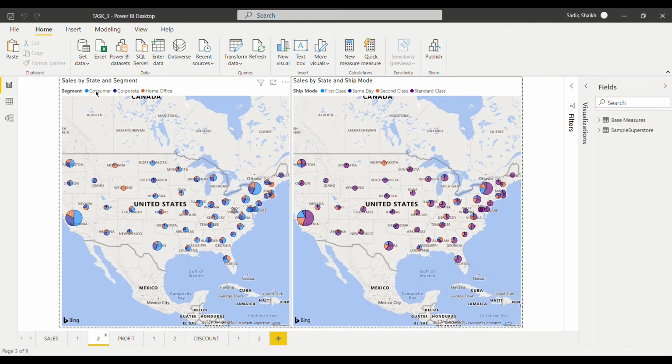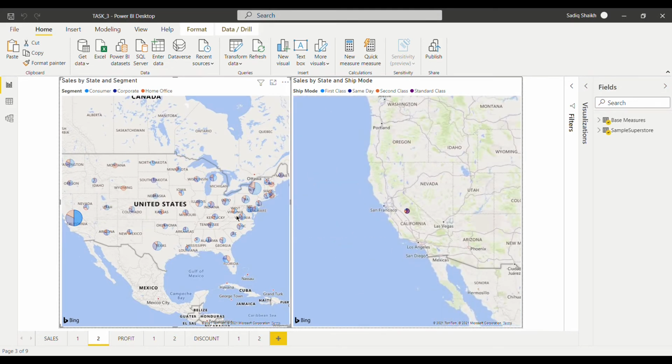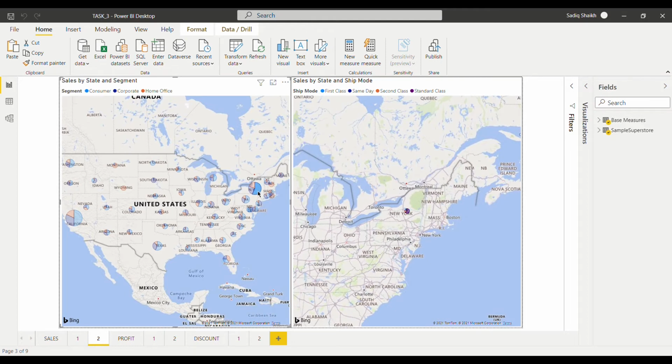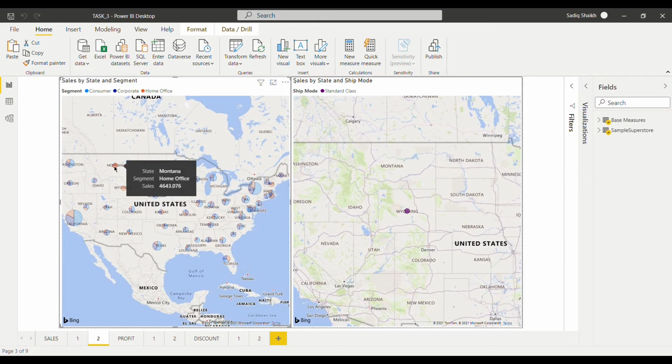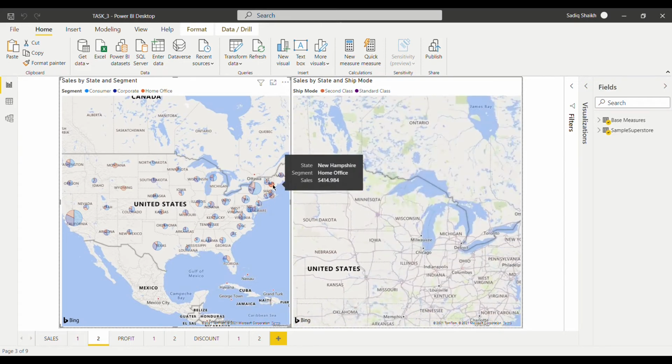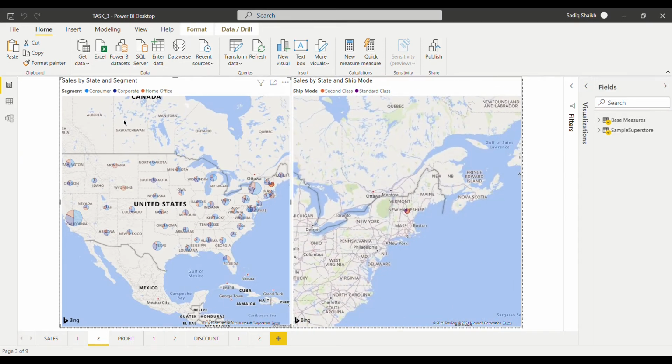The segments are over here: consumer, corporate, and home office. If we have a look at the consumer segment, we can see that most of the sales are from consumers. As you can see, the blue color is highlighted mostly over here in the California region. In the New York region, the companies are mostly earning through sales to consumers. A few regions over here have only home office sales. This has the most sales in the home office, and even in some of these areas. So this was all about segment by sales.